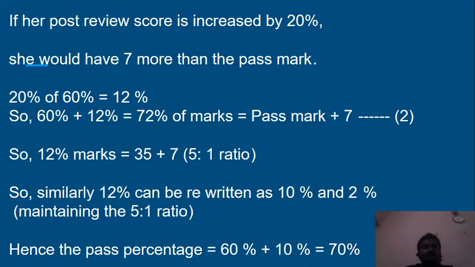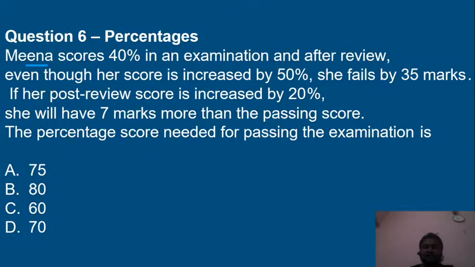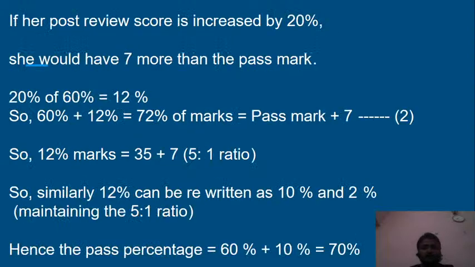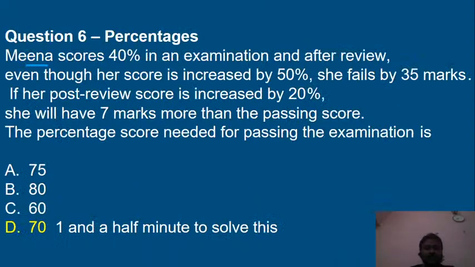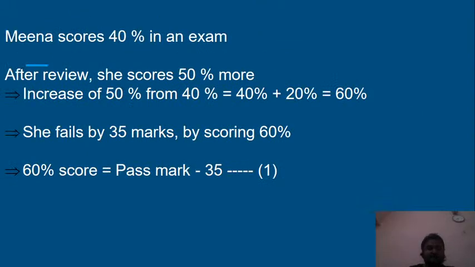See guys, you can solve it in different ways. Many people would have taken that since pass marks are equal, you say 72% of x minus 7 is equal to 60% of x plus 35, and then you would find out x. But that will only slow you down. See, you take a difference. So what happens is that 72% minus initially this 60%.